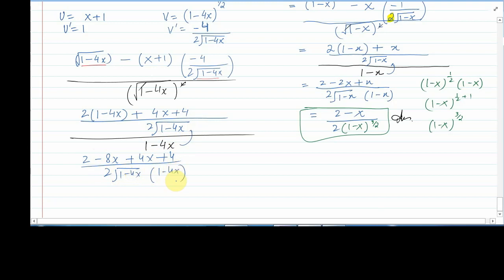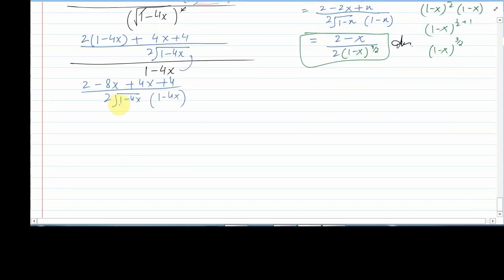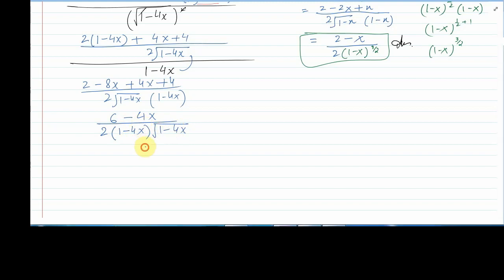Alright, now it will be 2 plus 4 is 6, minus 8x minus 4x, it's minus 12x, divided by 2, 1 minus 4x, and under root 1 minus 4x. Either you can leave it in this form, or you can solve the powers in the denominator. But in the numerator, you can take 2 common. Now it will be 3 minus 2x divided by 1 minus 4x, 2, and under root 1 minus 4x.